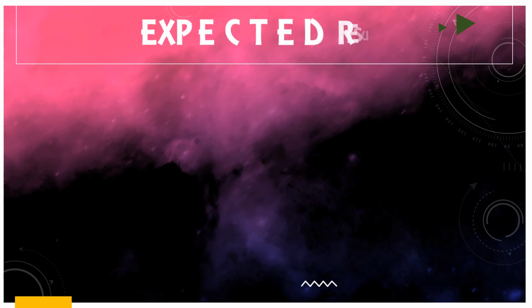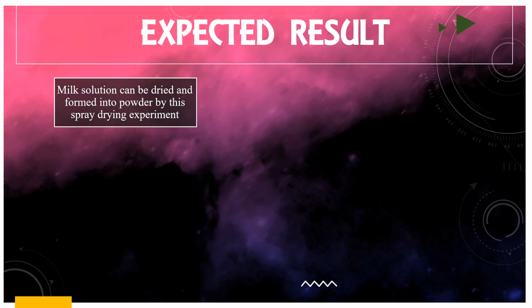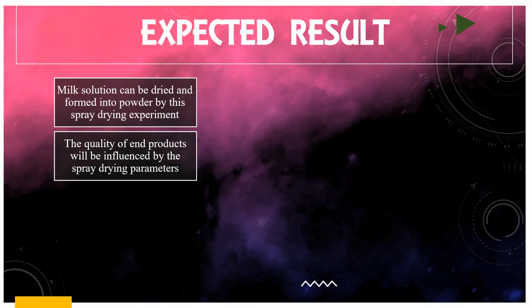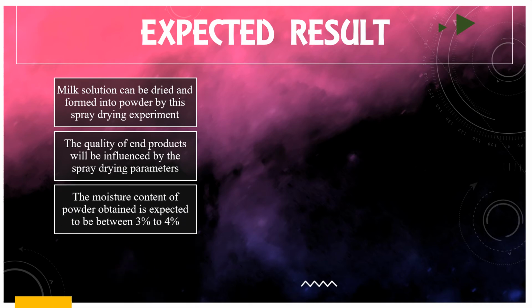Expected result. It is expected that the milk solution can be successfully dried and formed into powder by this spray drying experiment, and the quality of end products will be influenced by the spray drying parameters. The moisture content of the powder obtained is expected to be between 3% to 4%.